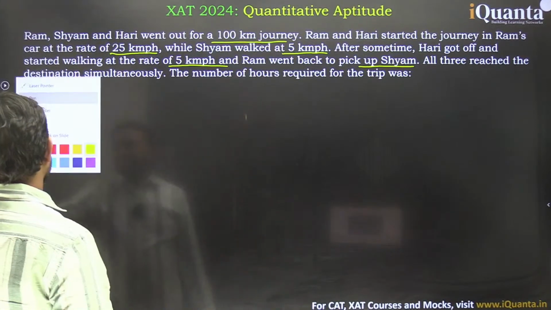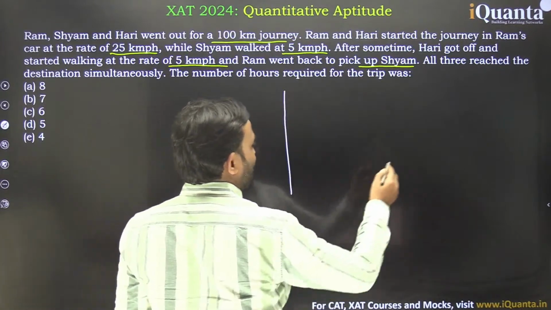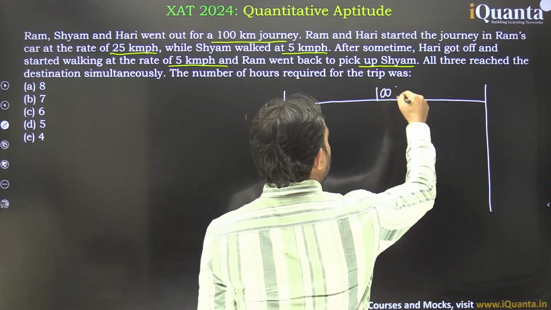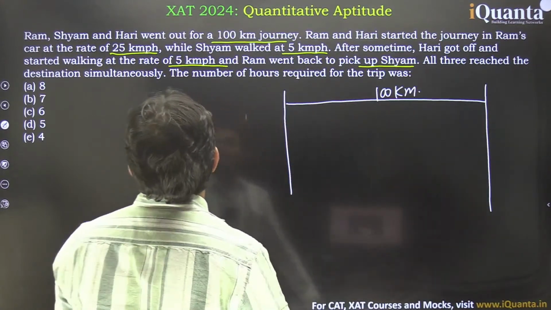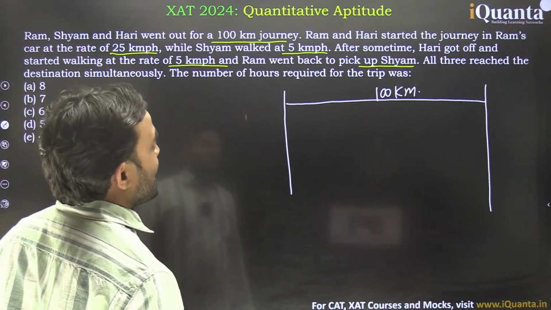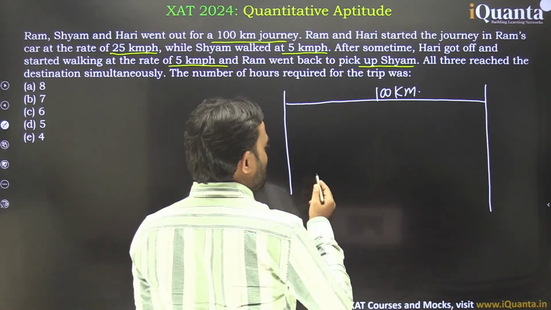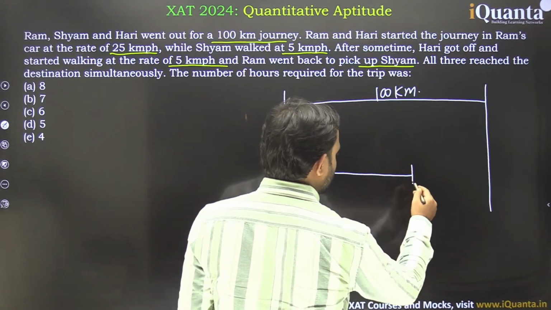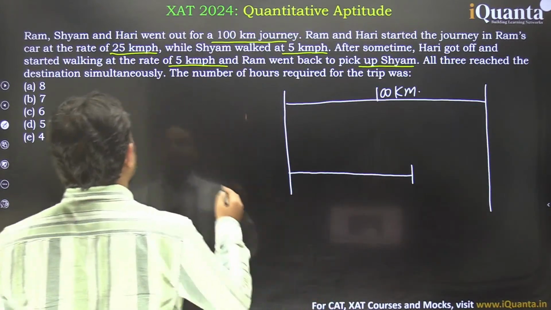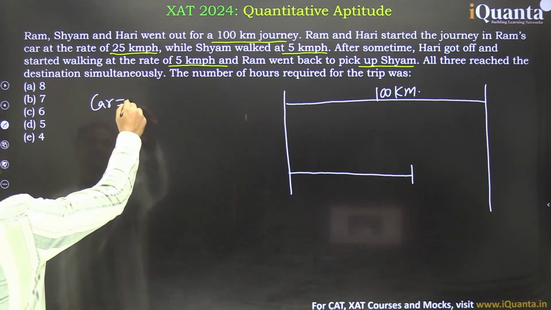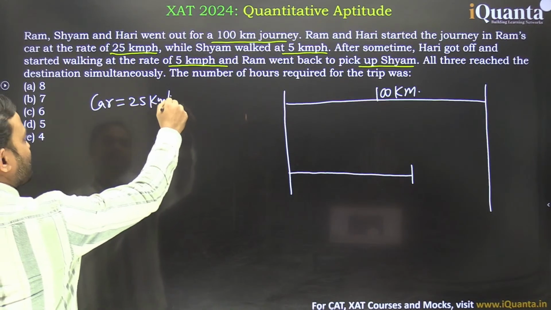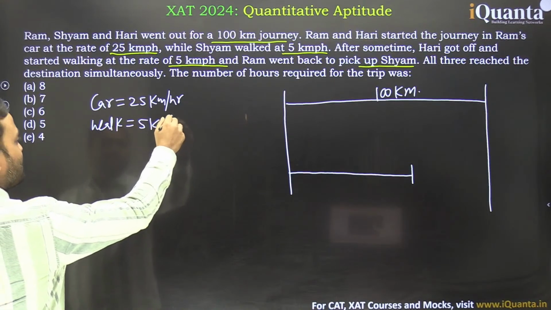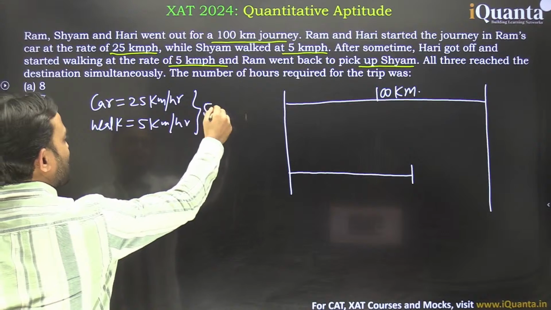So let's see what it says. We have a total distance of 100 kilometer. This length is 100 kilometer. Now Ram and Hari started the journey. So till the time they went on the car, let's say the speed of the car is 25 kilometer per hour, and by walk the speed is 5 kilometer per hour.